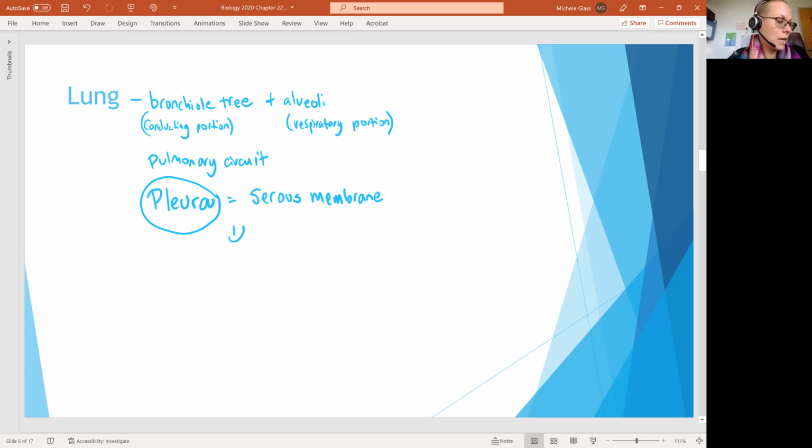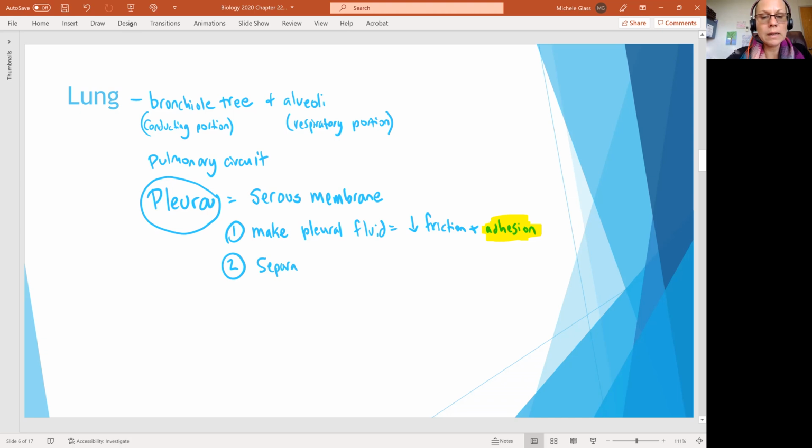So one important thing is that it's going to make pleural fluid. And this is going to both reduce friction and provide adhesion. We're going to talk about this as we go through. And I'm going to actually highlight that idea because this is going to be important to how the lung functions. And then the second kind of job of the pleura is just to separate and protect the lungs.